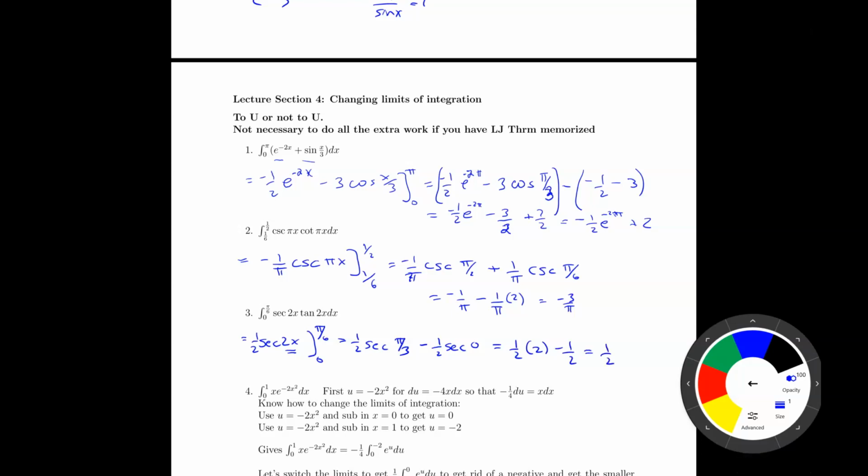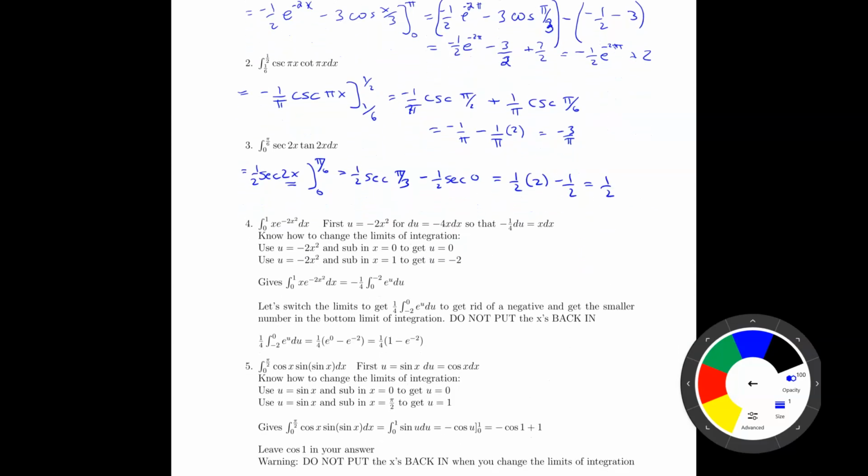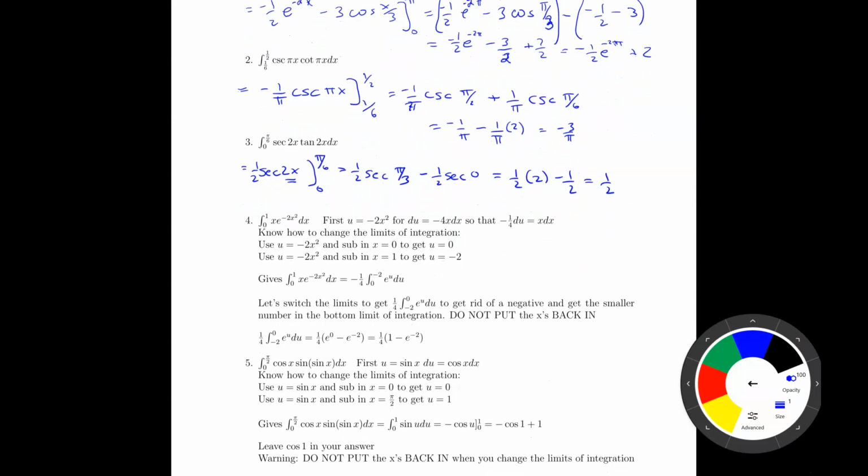All right, so those are just some ugly integrals, little details working in the trig functions, I want to make sure you're good with.